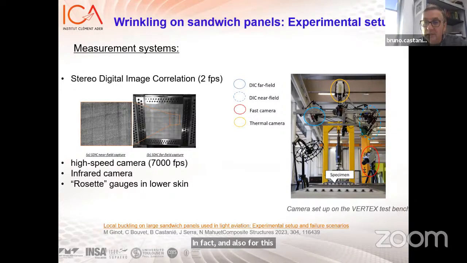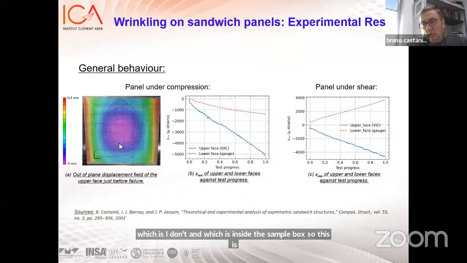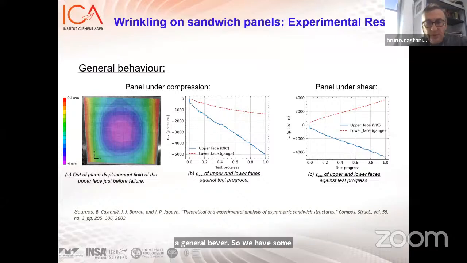For this kind of test, it's not really necessary, but for example, for crack propagation, we can capture fiber failure with a thermal camera. And we have also added some rosette gauges on the opposite skin, which is hidden and which is inside the central box. So this is a general behavior. So we have a central buckle. It's not a buckle, it's simply out of plane displacement. And you can see on B the answer under compression.